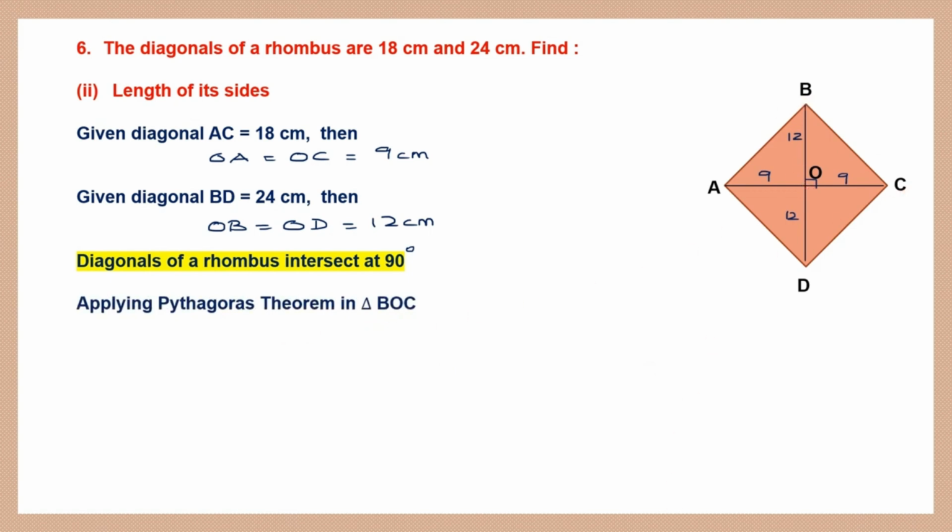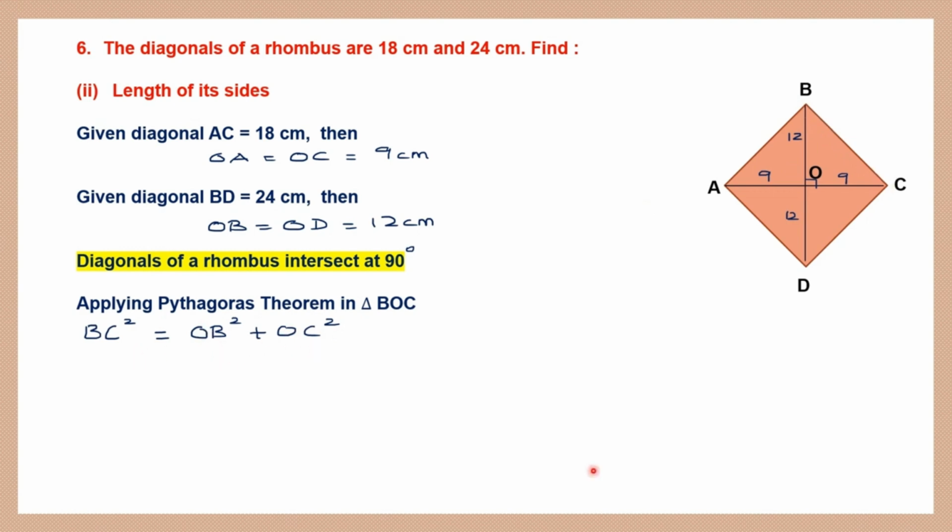So in that case, BC square, according to the Pythagoras theorem, the hypotenuse square is equal to the sum of the squares of the other two sides. What are the other two sides of that triangle? OB. So OB square plus OC square. So when you calculate this, you will find BC square. And when you find the square root, you will get BC. You will be able to get the measurement of this side. That's why we are applying the Pythagoras theorem.